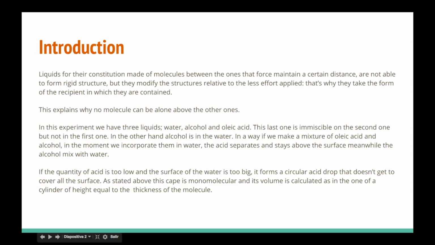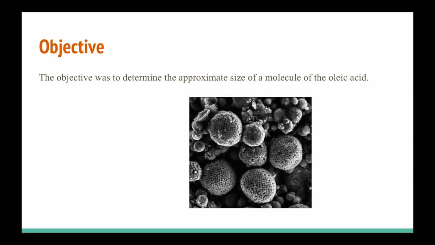If the quantity of acid is too low and the surface of the water is too big, it forms a circular acid drop that doesn't get to cover all the surface. As stated above, this cake is monomolecular, and its volume is calculated as in the one of a cylinder of height equal to the thickness of the molecule. The objective was to determine the approximate size of a molecule of oleic acid.